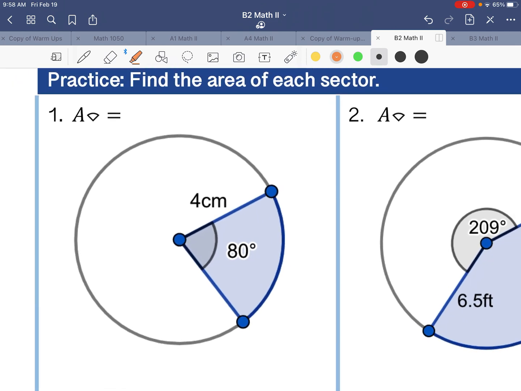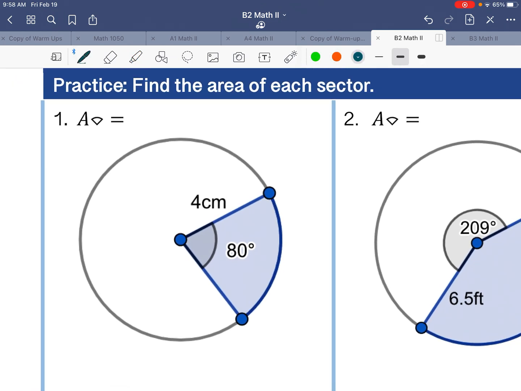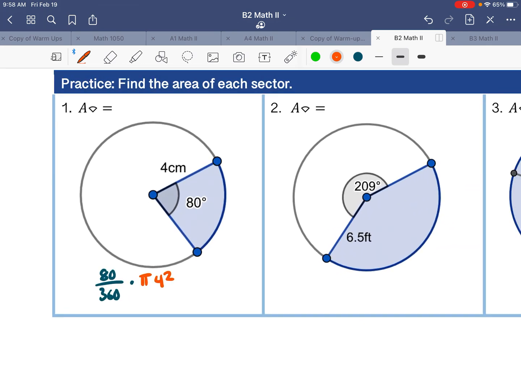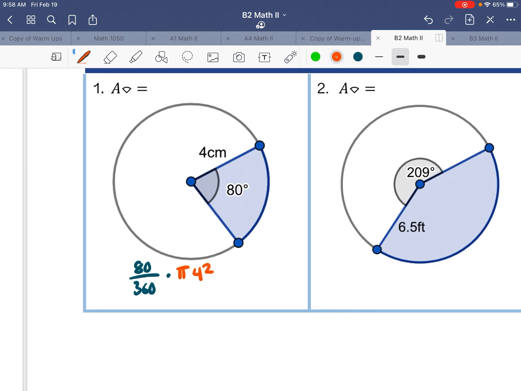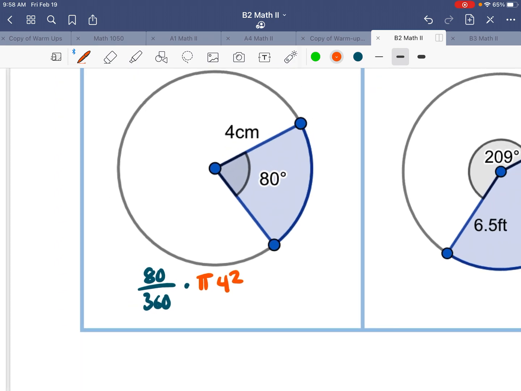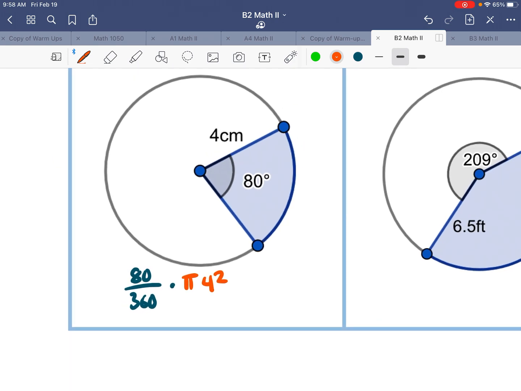We have a degree measure of 80 degrees. So what we're doing is we're finding 80 degrees out of 360 of this whole circle, right? So that's our fraction. We do 80 out of 360 of the area of the full circle, which is just pi times the radius, which is 4 squared. So the orange is just the area of the whole circle, and 80 over 360 is what portion of that circle we're looking for. And you can just literally type that whole thing into a calculator, and it will spit out the sector area for just this 80-degree portion of the circle.